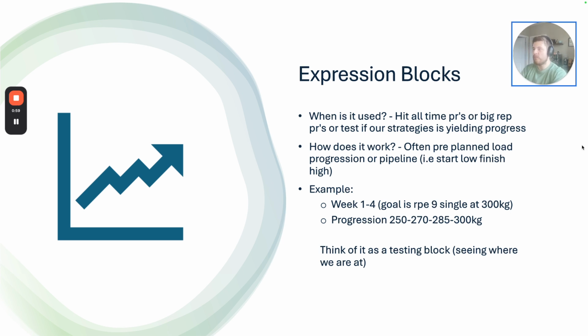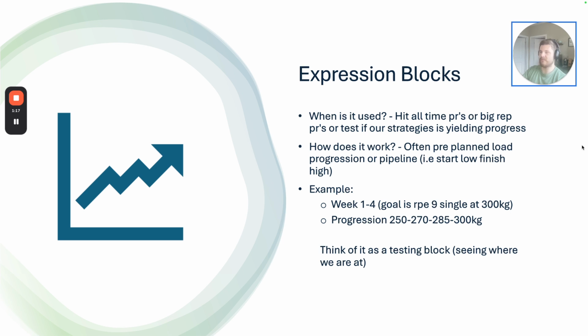So with an expression block, when is it used? It's used when we're hitting all-time PRs, or we're trying to hit some big rep PRs, or we're trying to test whether our strategy over the last few blocks has led to progress, right? So it's to express strength. So how does it work?